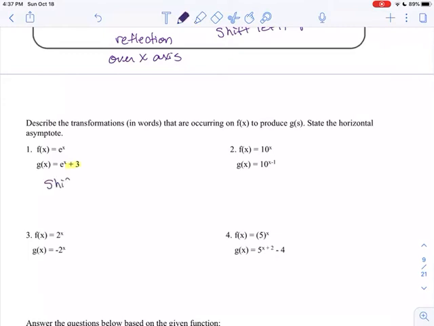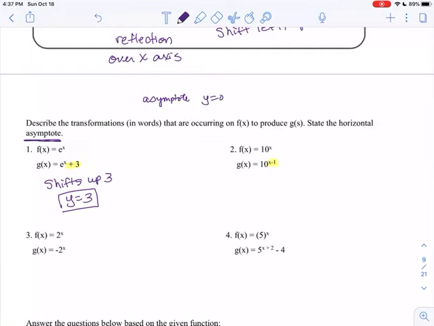But so e to the x and e to the x plus 3. What does this 3 do to the graph? Well, that 3 shifts it up 3. If it shifts it up 3, and they also want me to state the horizontal asymptote. So for a normal exponential graph, the asymptote, the line that it approaches without touching, is y equals 0. But if I'm shifting this up 3, then it's going to have an asymptote of y equals 3.